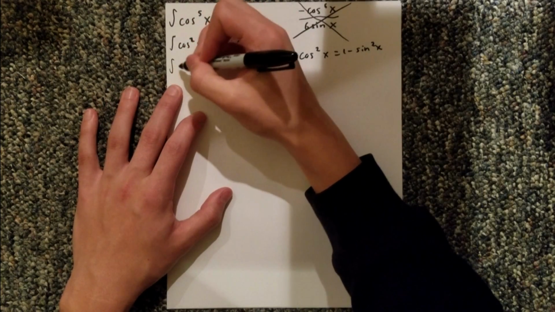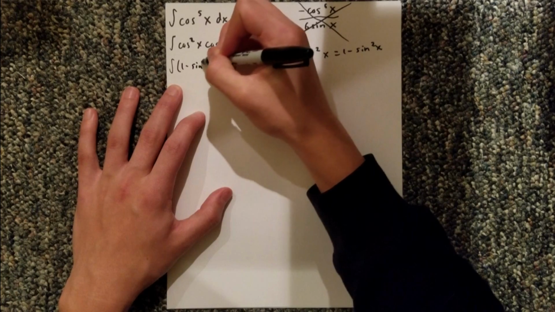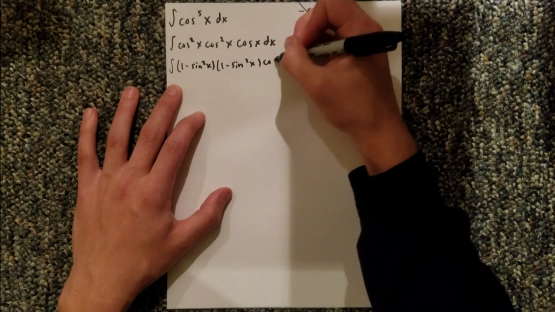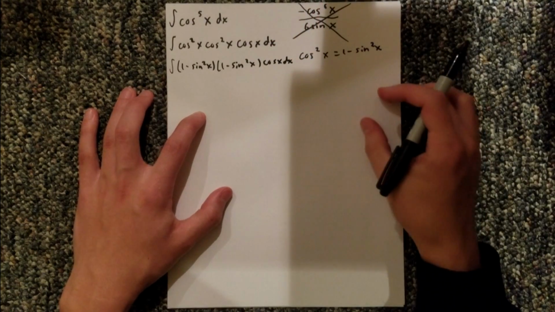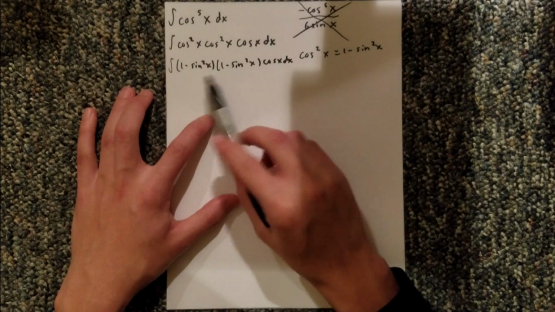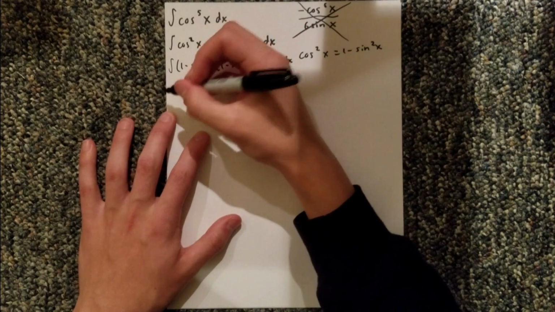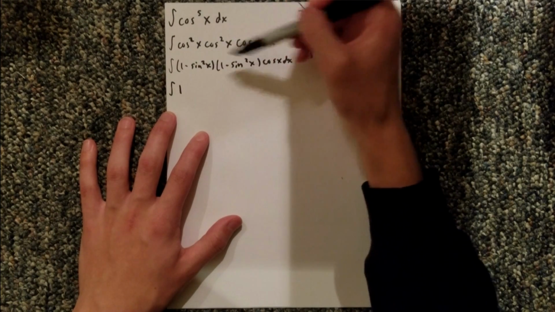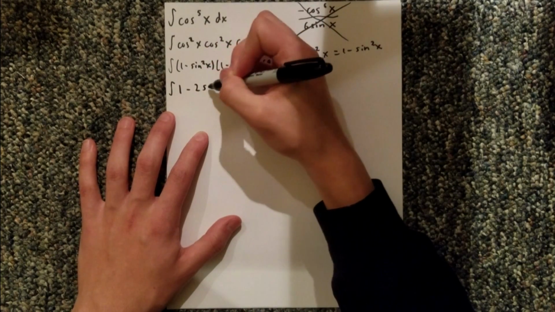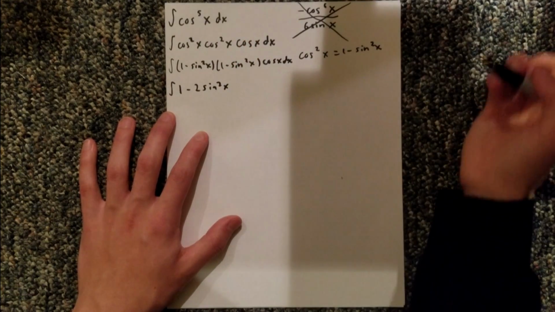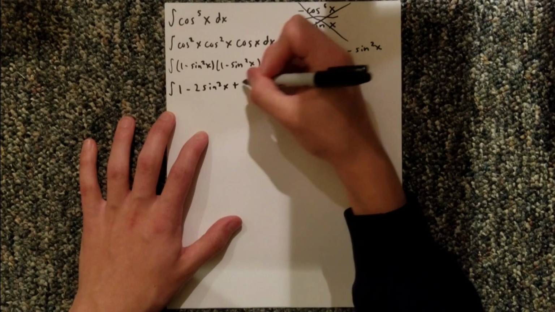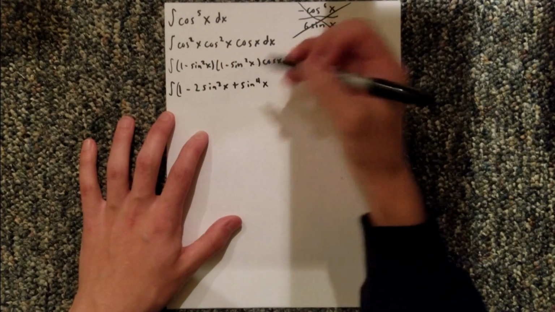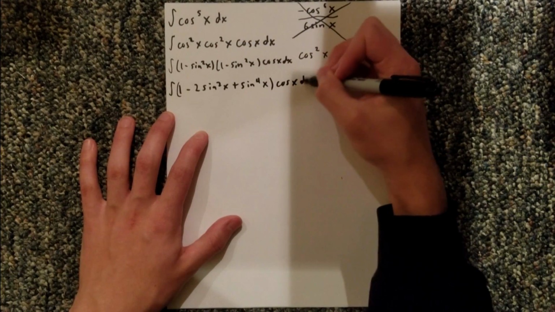So this becomes the integral of 1 minus sine squared x times 1 minus sine squared x times cosine x dx. And then what I can do is multiply these two out, and it'll make things easier later. So we'll say the integral of 1, and then when you multiply these two together, you get minus 2 sine squared x and plus sine to the fourth of x, and then it's that whole thing times cosine x dx.